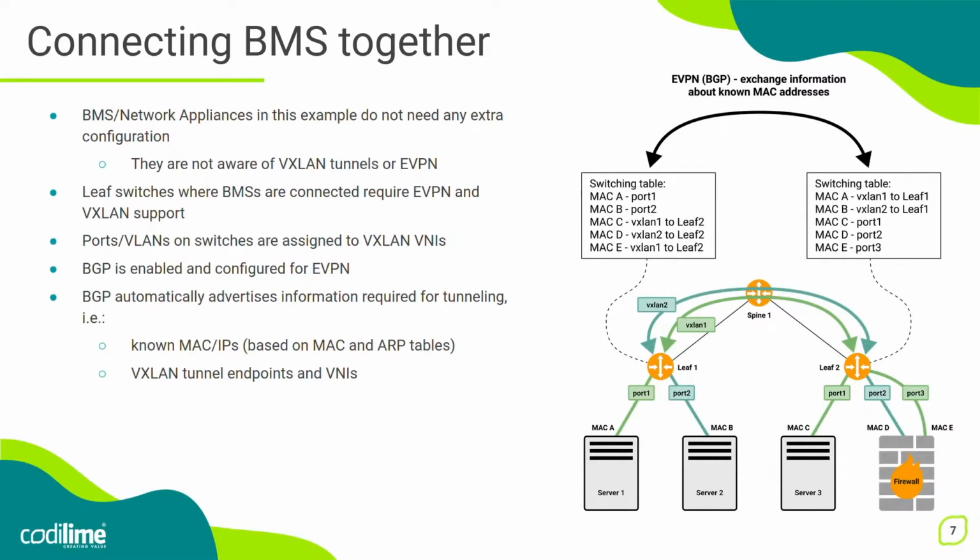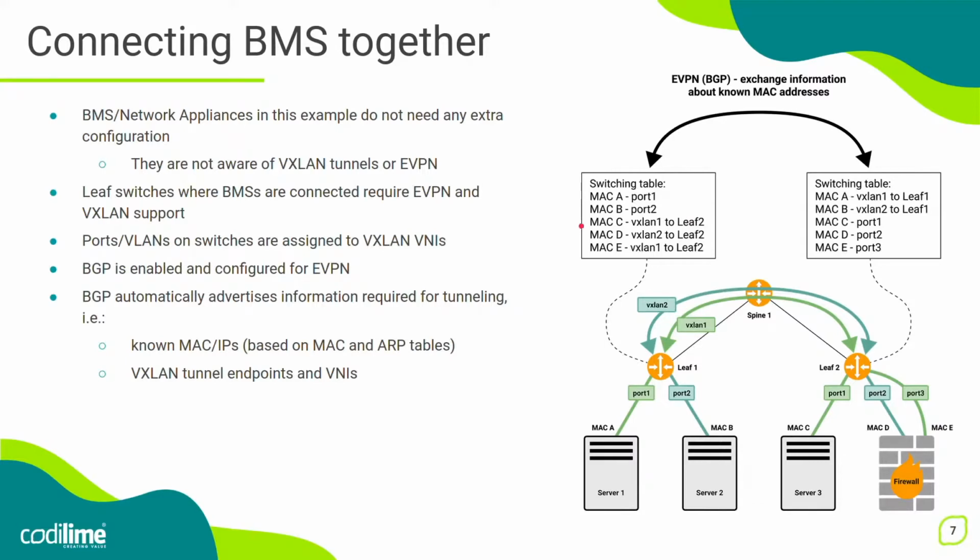and it will notice, all right, I've got a new MAC address C. I need to advertise it to all other BGP peers that are also running EVPN. So it will take this MAC address and, in our case, advertise it to Leaf1. In a large data center, this MAC address will be advertised to hundreds, sometimes thousands of devices that are also running EVPN.